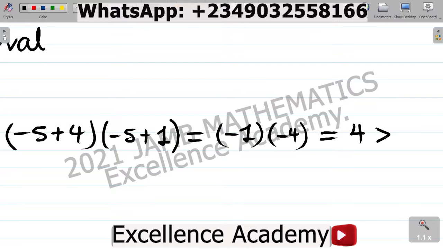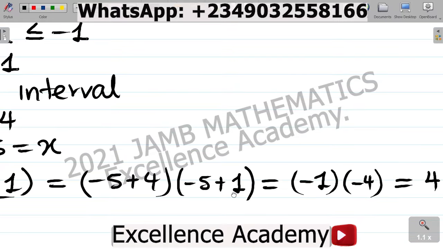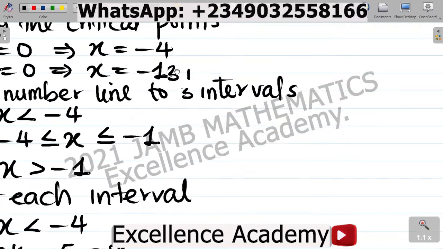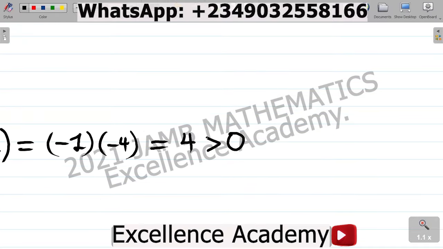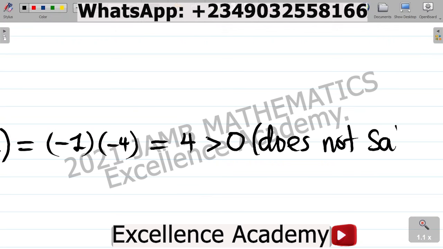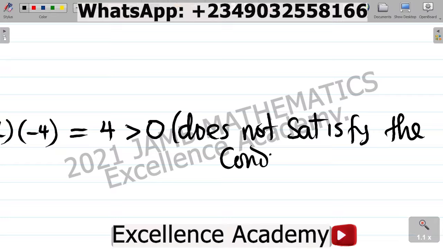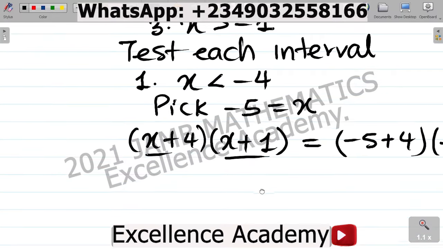And this plus 4 is greater than 0. The condition said that it should be less than or equal to 0. But my answer is greater than 0, which means this does not satisfy the condition. All right, so that's the first thing there. Let's look at the next interval.